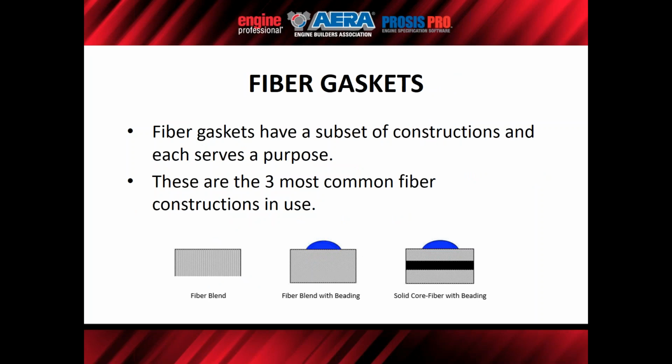So first, early style gasket, I should say, fiber gaskets. It's kind of broken down into like 3 sections for us here. So we have 3 most common constructions in use today. We have the fiber blend, which is just plain what people call paper gaskets. Fiber blend with a bead on it. So what you see over here is this little bead that's put on top of the surface of the fiber material. And then you have a solid core with the bead on top of it. So this little black area here represents like a steel core, basically.